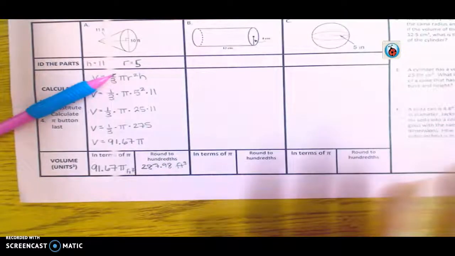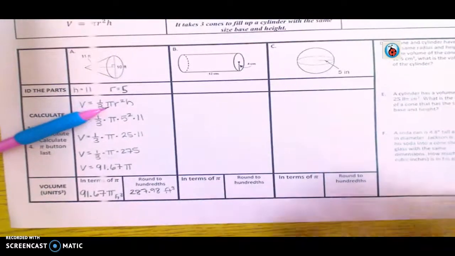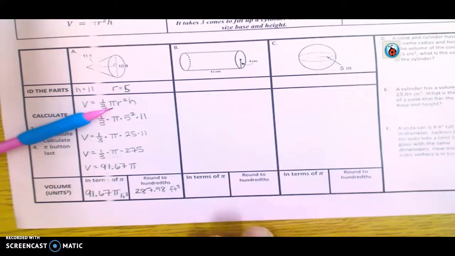Alrighty, so your task is to go ahead and finish this up, and then check the website for the IXLs for you to do. 2 of them are working with volume, and the other one is review, just to try and keep some skills fresh.